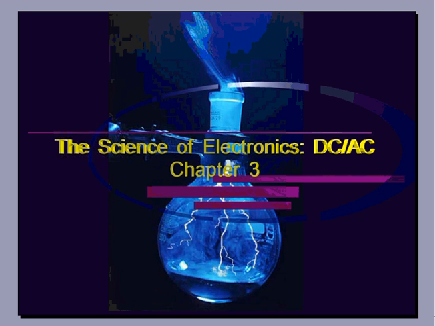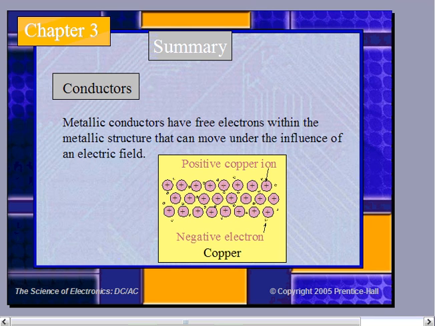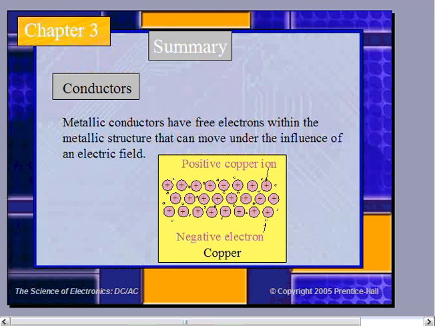Chapter 3: The Science of Electronics. Conductors. Metallic conductors have free electrons within the metallic structure that can move under the influence of an electric field.